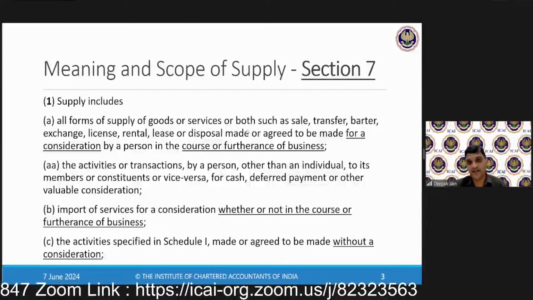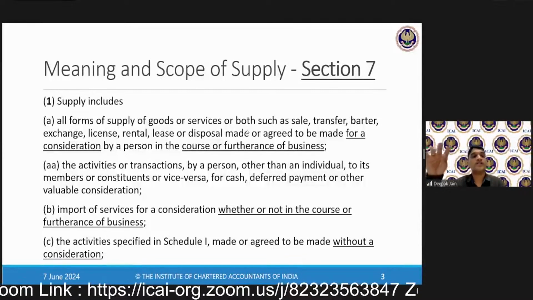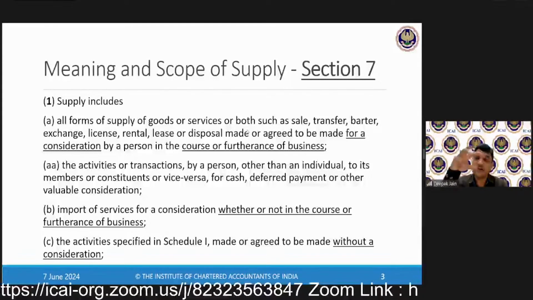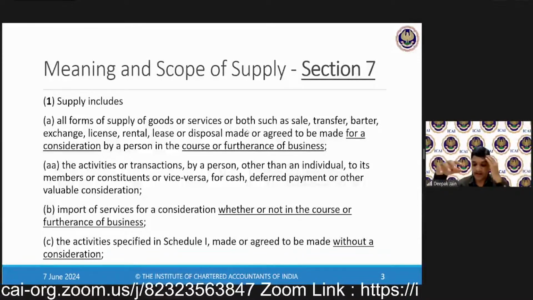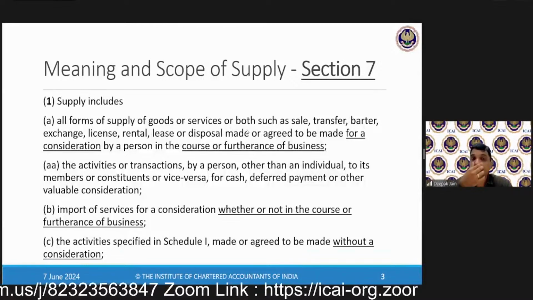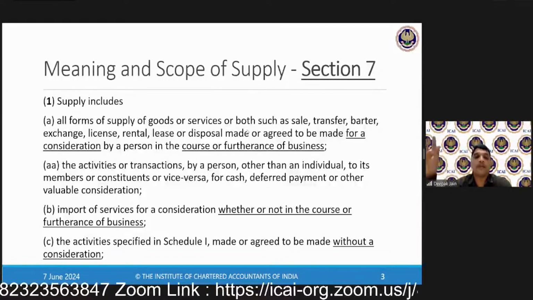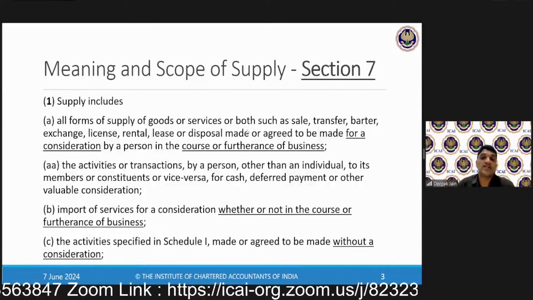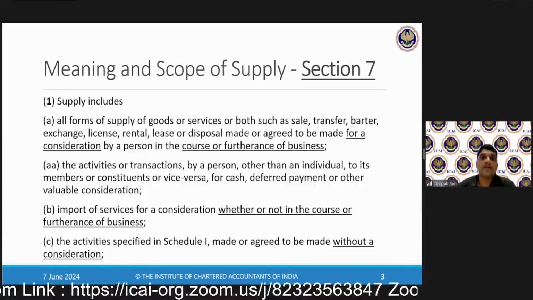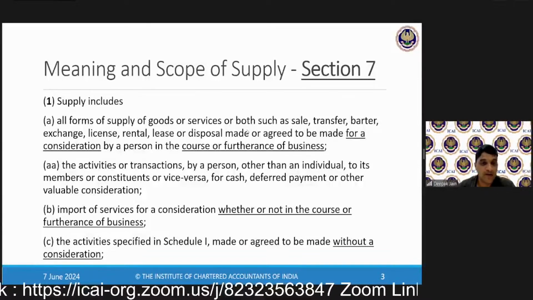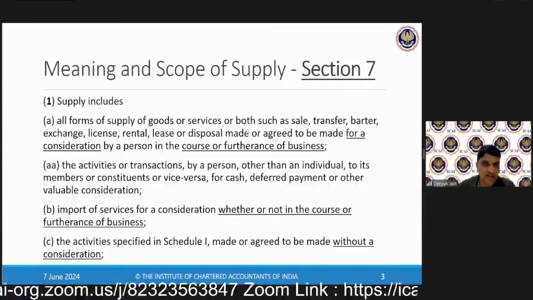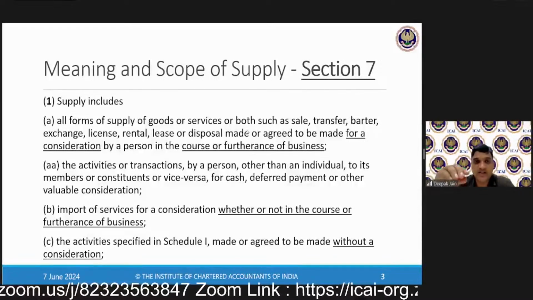That's why section 7 is specifically there, which defines the term supply, and it also provides the scope of supply. That's why section 7 is not a definitions section per se. It is a scope of the supply. That's why when you say refer section 7, we will say that section 7 defines the term supply and also provides the scope of supply. Okay. Now, supply includes all forms of supply of goods. Section 7. This is the verbatim reading of section 7.